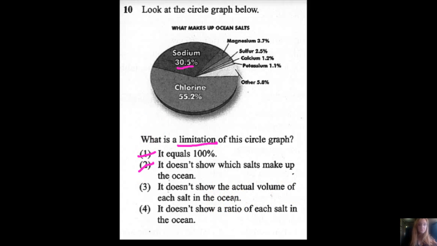No, I have no idea. I have no idea if they're taking a lot of it, or is this just a small sample, or like how much salt is actually in the ocean. I don't know that. It doesn't show the ratio of each salt in the ocean. It does show, like I can tell that like there are to like 1 potassium, there's about like 29 sodium, or like around 30. I can definitely see the ratio. So it doesn't show the actual volume.